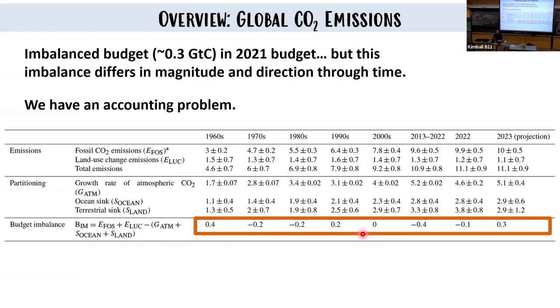And if we look through time at the different carbon budgets that have been estimated from the 60s, the 70s, the 80s up to today, we have the emissions, and then we have the estimates of the sinks, and then we have the balance. And so what you can see here is that the imbalance differs both in terms of if it's positive or negative. It also differs in magnitude. So again, this is some sort of an accounting problem. We'll talk a little bit about these models and how they work, but they're not perfect.